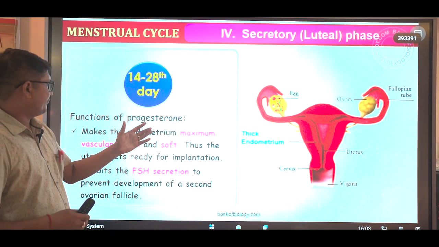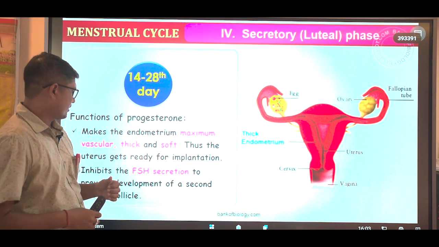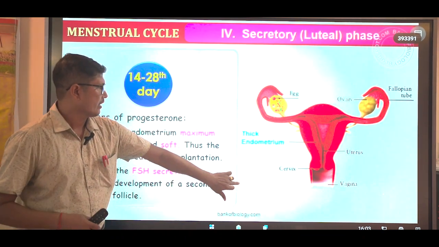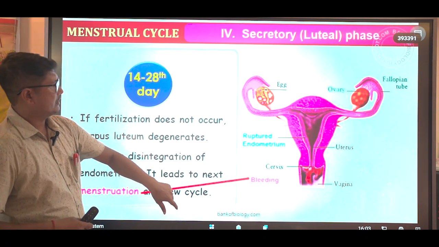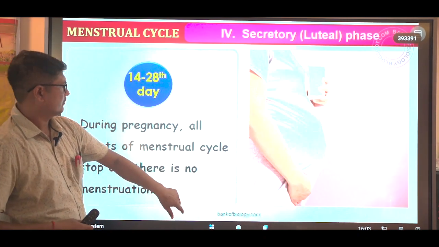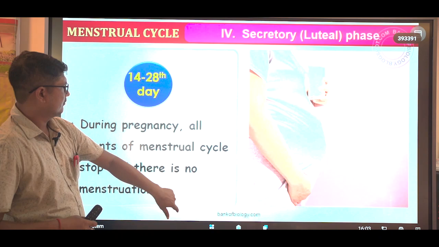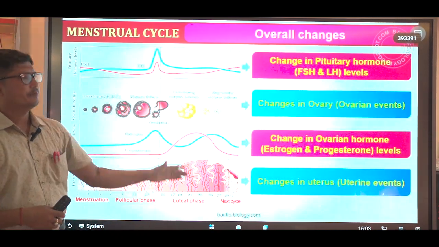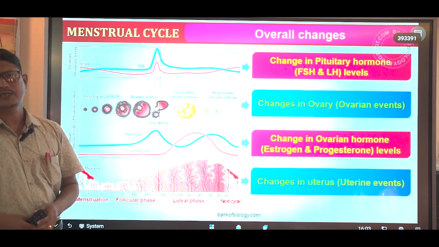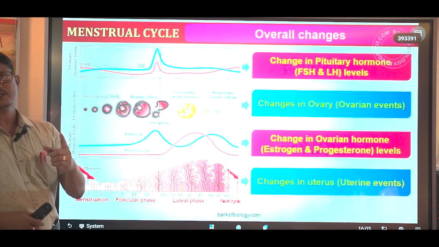Then in the secretory phase, there will be secretion of some hormones like FSH. The same thing is repeating. Now this is very important. This is the graphical representation of the menstrual cycle.